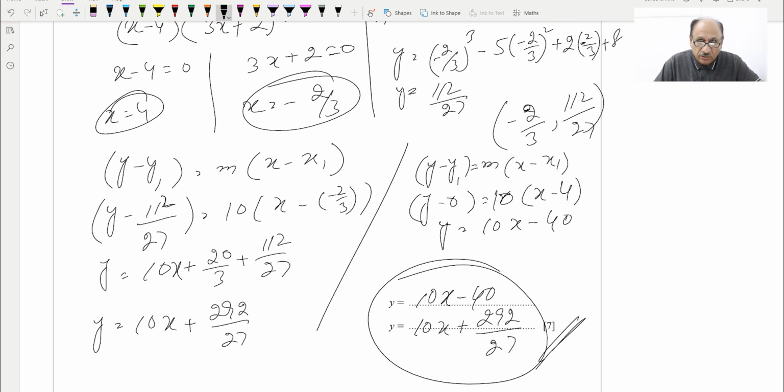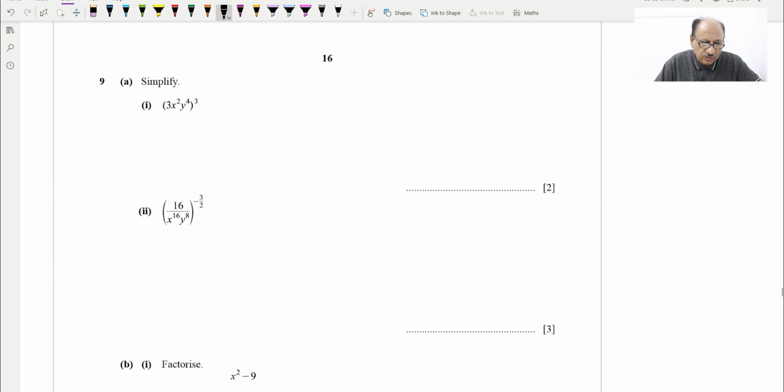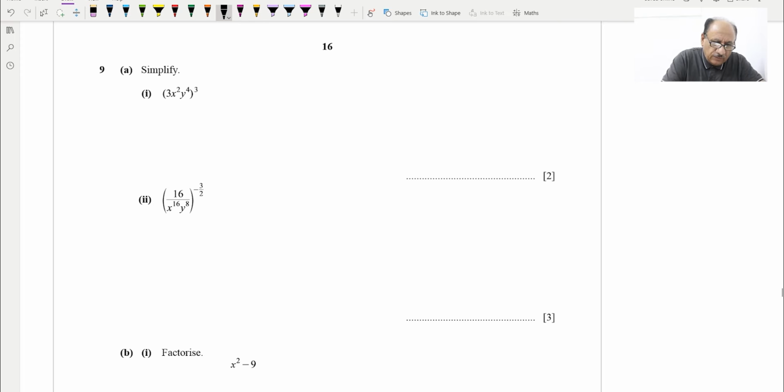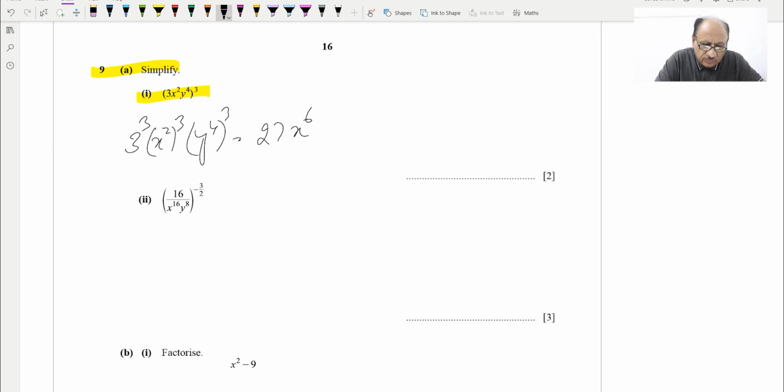Hopefully you understand this. Now we can move to the next question, which is question number 9. In question number 9, we need to simplify this, and we can take the powers separately. 3 raised to 3, x squared whole raised to 3, and y raised to 4, whole raised to 3. This will be 27 x raised to 6, y raised to 12. This will be our answer, for 2 marks.